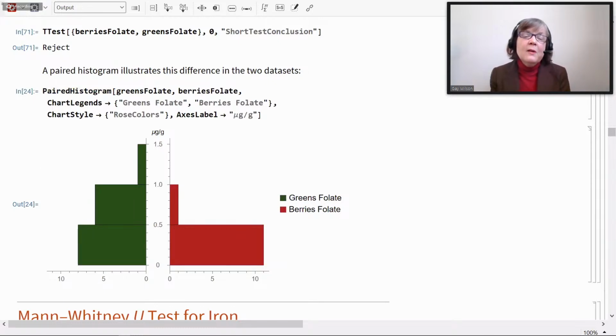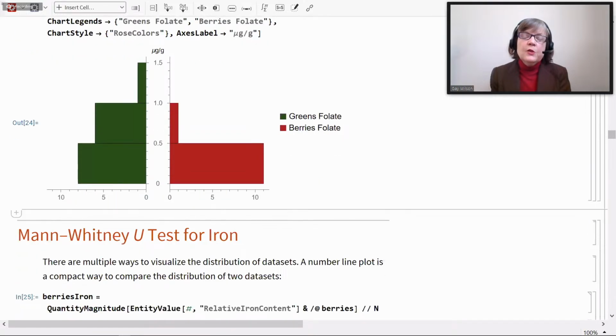A paired histogram, I found I like the way this visualized. I'm very proud of myself. I used the chart style rose colors. So I was able to get my green folate as green and my berries folate as berry colored. I was very, very proud of my styling there. So you can see a paired histogram is a great way to see that significant difference in the folate content. And you can see how they compare real quickly. And you can tell that there certainly is a significant difference there.